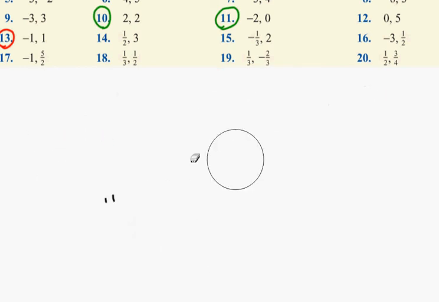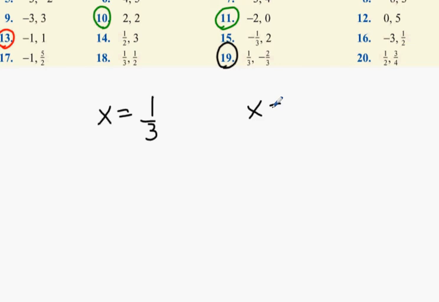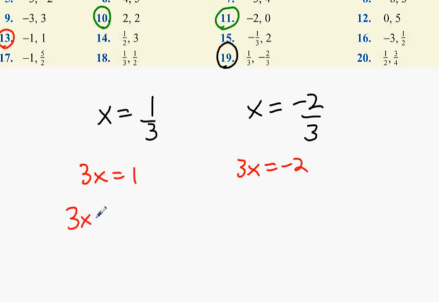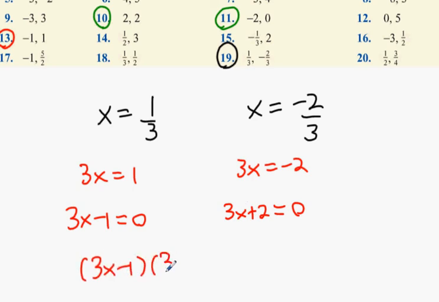Now finally, number 19. Now I've done pretty much all the types of question here, right? Now this 19 one, x equals a third, x equals minus 2/3. Okay, what's the first thing you're going to do? Bring the 3 back up. After that, bring the 1 over. And after that, multiply it out.